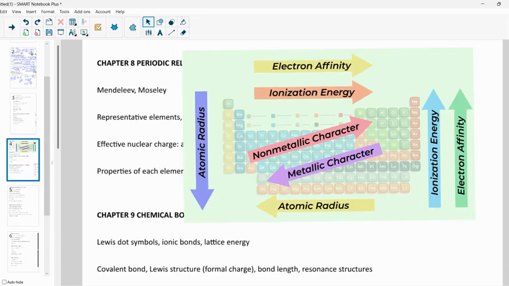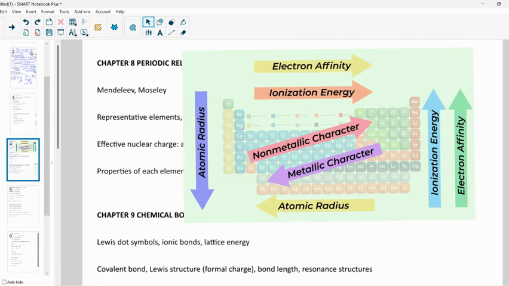Even nonmetallic character and metallic character, we haven't really talked about that, but in general, our nonmetals want to gain electrons and our metals want to lose electrons. Why? It has to do with effective nuclear charge. As we go across, the effective nuclear charge is increasing, so instead of wanting to lose electrons like the metals, they want to gain electrons. That's nonmetal character. Metallic character, it wants to lose those electrons.